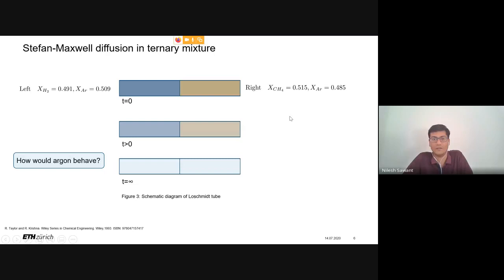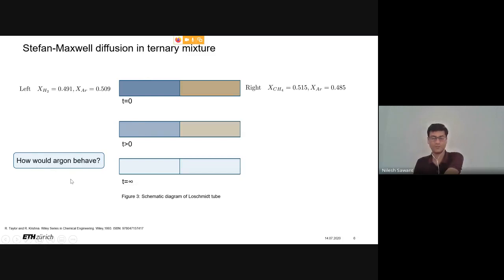And then argon is present both on the left side as well as the right side, in nearly equal concentrations. The numbers are weird here, like 0.509 and 0.485, which is not important. They were entered just to match with the experiment. This could have been 0.5 and 0.5, and that would not affect the result. So there are certain obvious things here. Hydrogen is on the left, so naturally it wants to go to the right. Methane is on the right, it wants to go to the left. But the question we have to answer is what happens to argon.